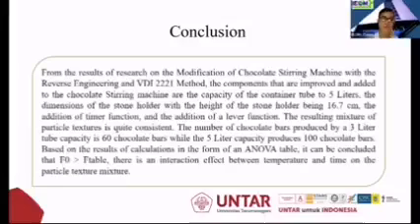Conclusion. From the result of the research on the modification of the chocolate stirring machine with reverse engineering and the VDI 2221 method, the components that were improved and added to the chocolate stirring machine are the capacity of the container tube to 5 liters, the dimension of the stone holder with a height of 16.7 centimeters, the addition of the timer function, and the addition of a lever function.